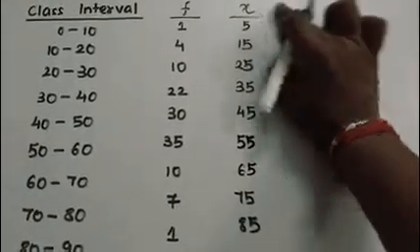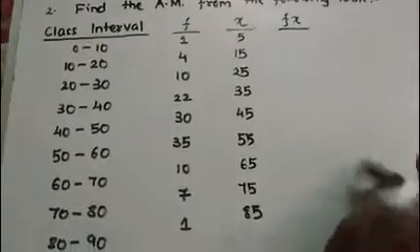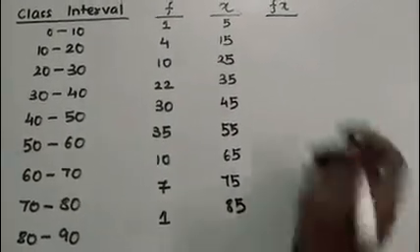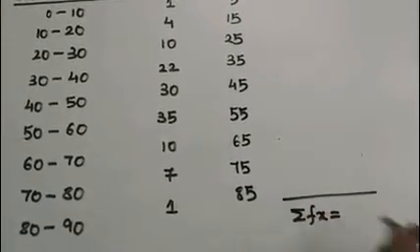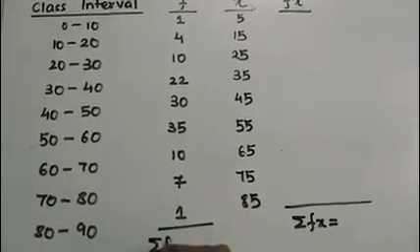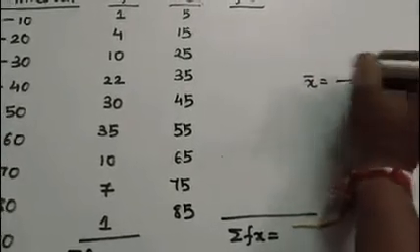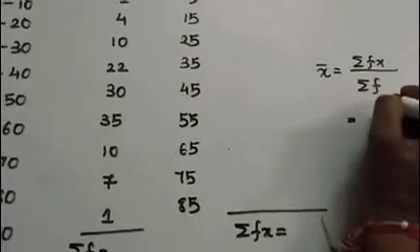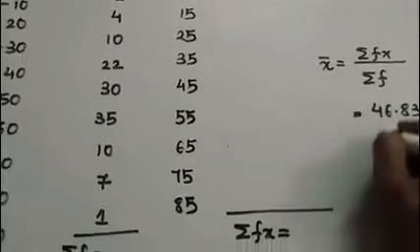Now what do we have to find next? We have to find fx. That is, we have to multiply these two. After multiplying, we add the summation over fx, and then the summation over f, and then we put it in the formula of x bar, that is equal to summation over fx by summation over f. After doing that we will get the answer 46.83. Just check this one.